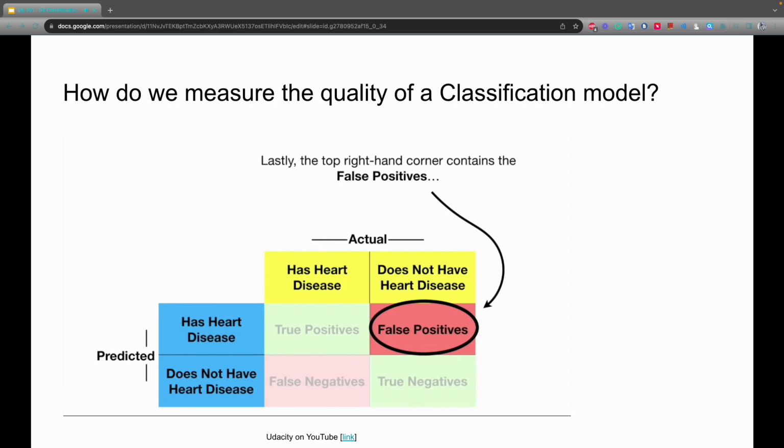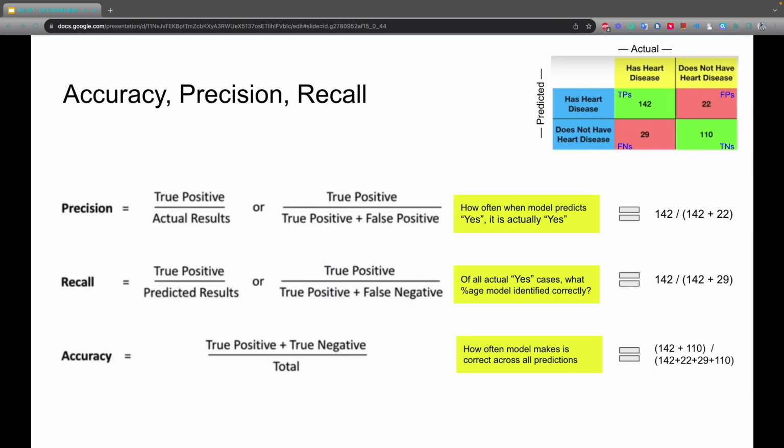Lastly, the top right-hand corner contains false positives. False positives are patients that do not have heart disease, but the algorithm says they do. Here is a quick overview of the most important classifier metrics.